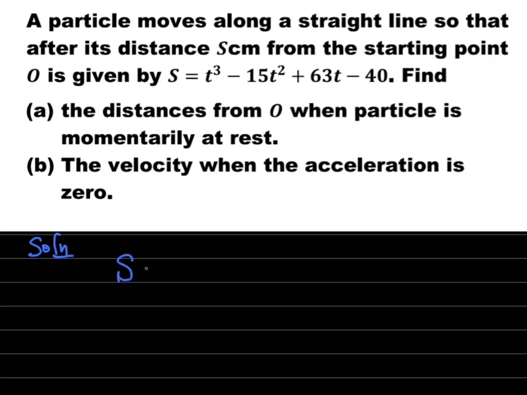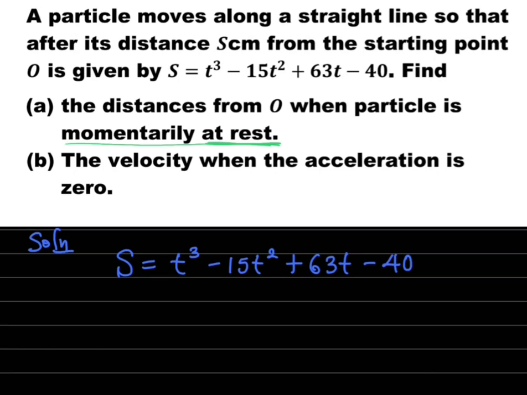we know that the distance is given by the relationship s = t cube minus 15t squared plus 63t minus 40. This is what we have. All right. Now, the A part of the question says we should find the distances from O when the particle is momentarily at rest. Now, we need to understand this statement, momentarily at rest. At rest, very important. Now, at rest means the velocity is zero.